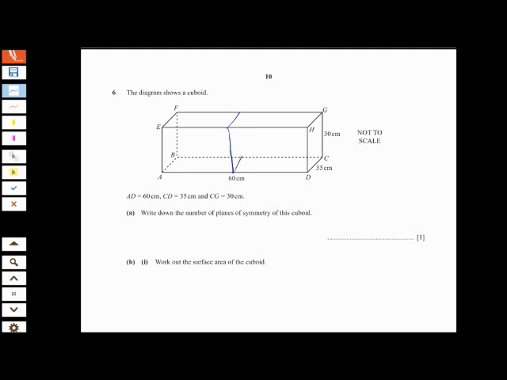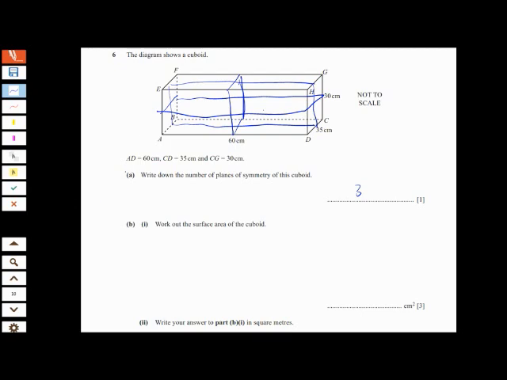This is one plane of symmetry, and then you have this. So this is another plane. There's another plane of symmetry, and the last one is this, which is another plane of symmetry. So 1, 2, 3. There are 3 planes of symmetry.